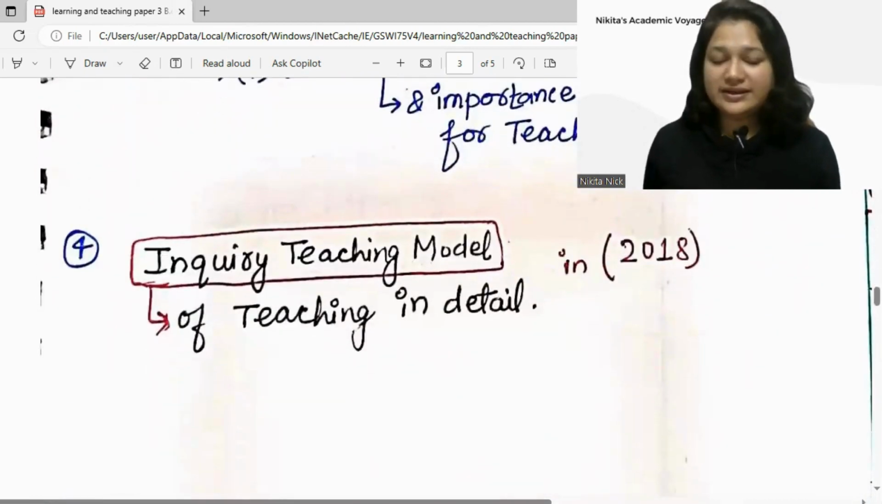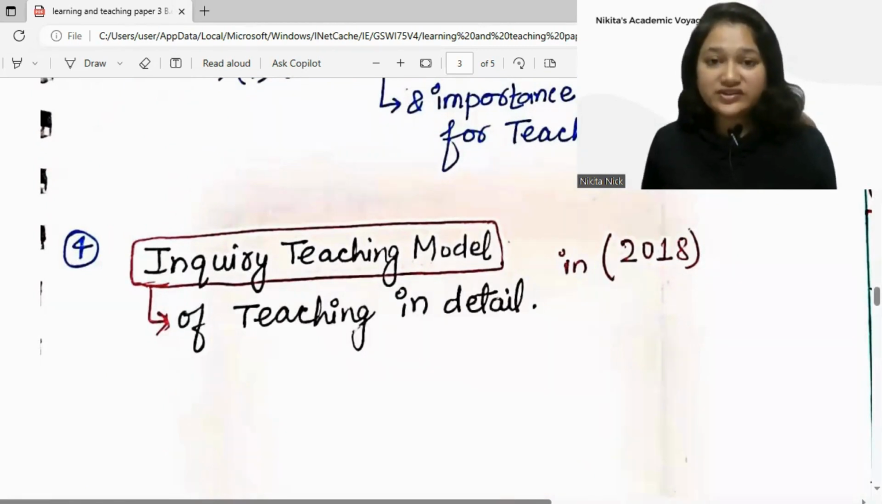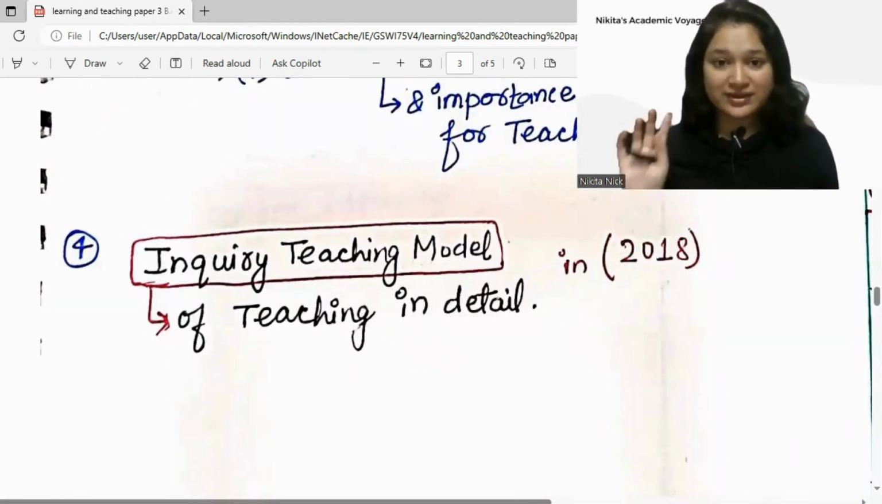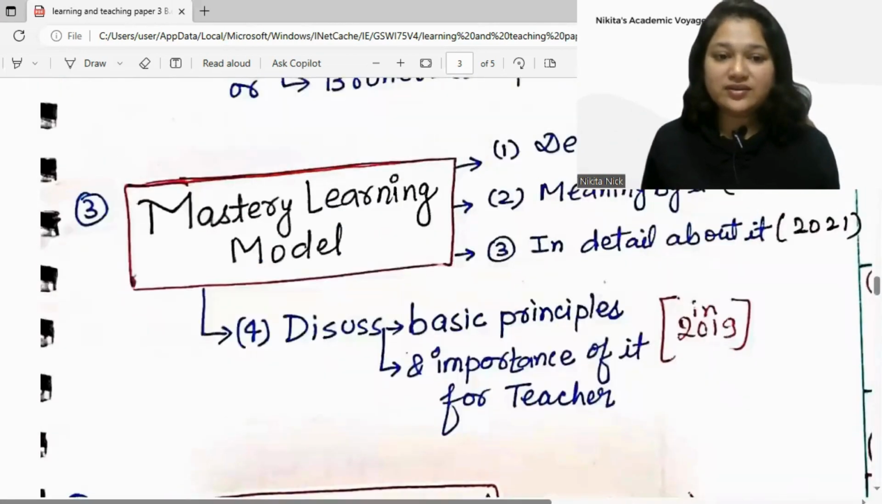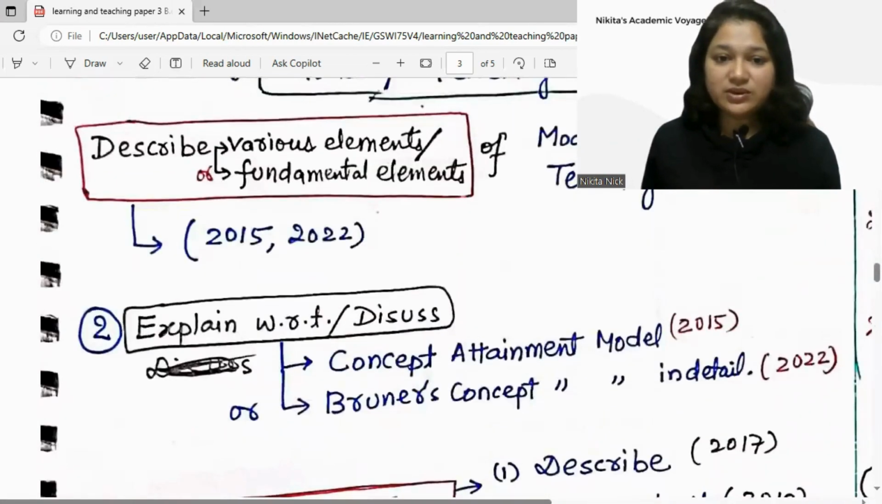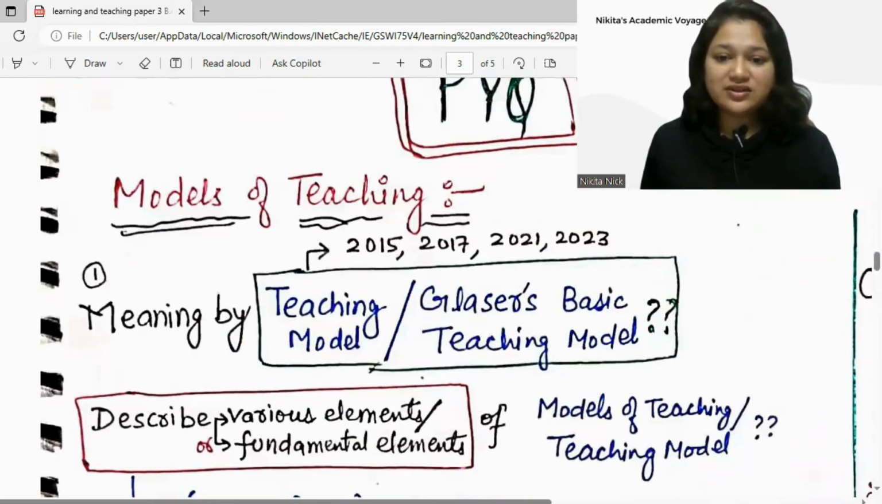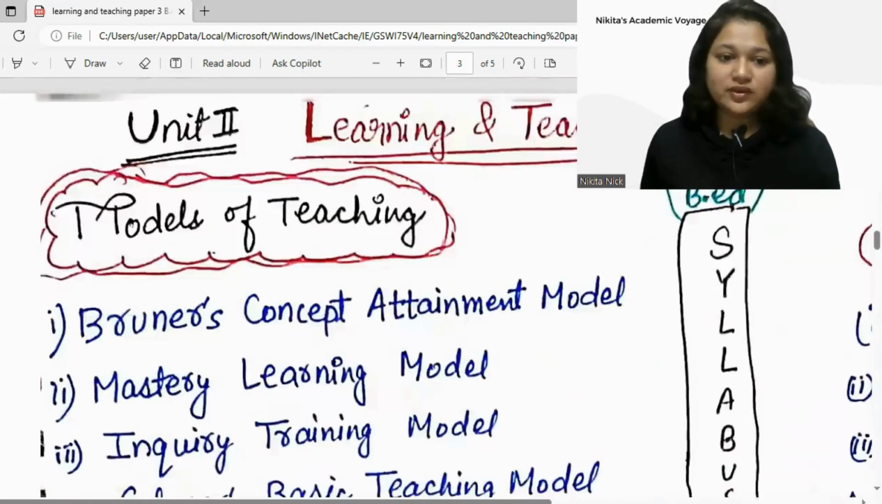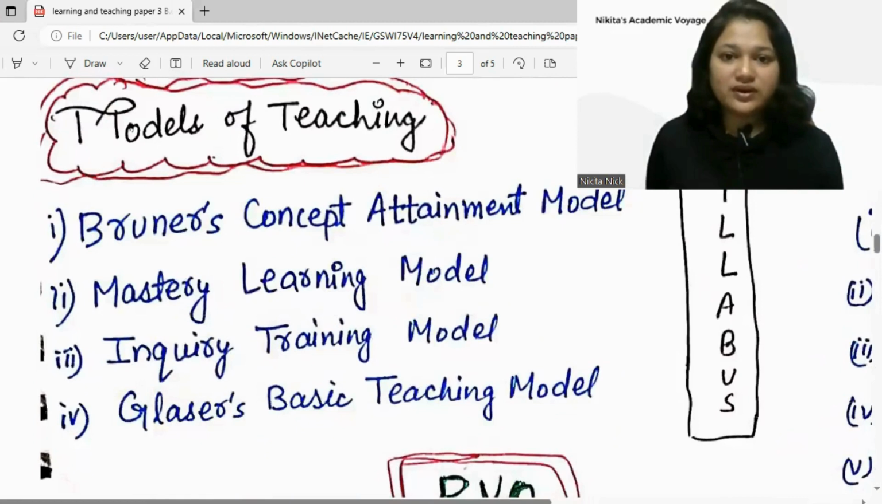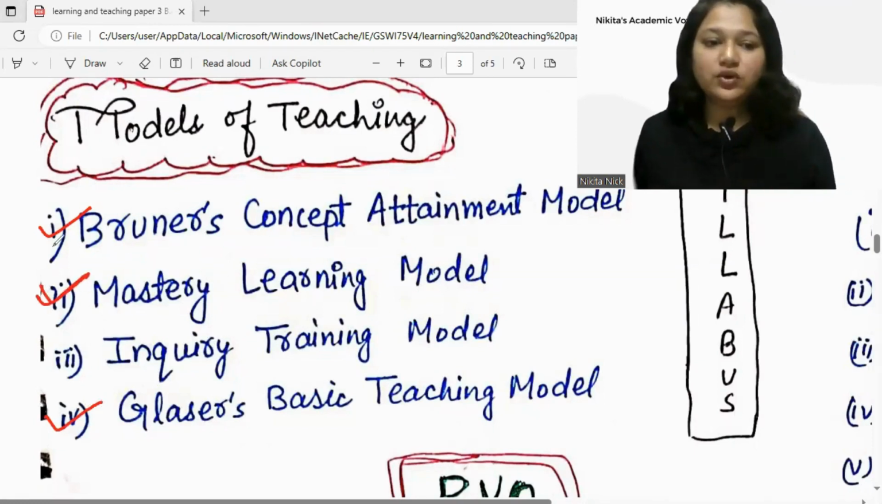Next is inquiry teaching model of teaching in detail. It was asked only one time, in 2018. But apart from this, the concept attainment model and Glasser's teaching model were asked many times. So you can see this is really important: Brunner's concept attainment model, Glasser's basic teaching model, and mastery learning model as well. Inquiry model was asked one time, but you can focus more on Brunner's concept attainment model and Glasser's basic teaching model.